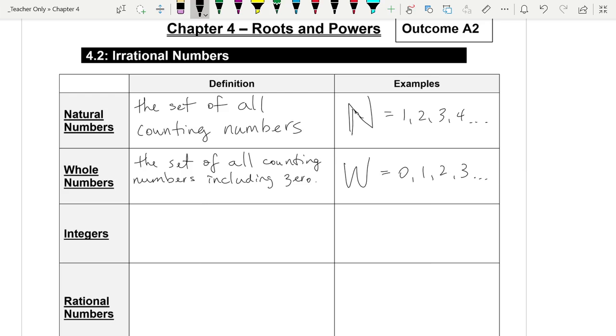Turn on your microphone and you can ask your question. I see you have a hand up. Yeah. So I'm the French guy, and that's right. We don't have the whole numbers. We only have the natural number.